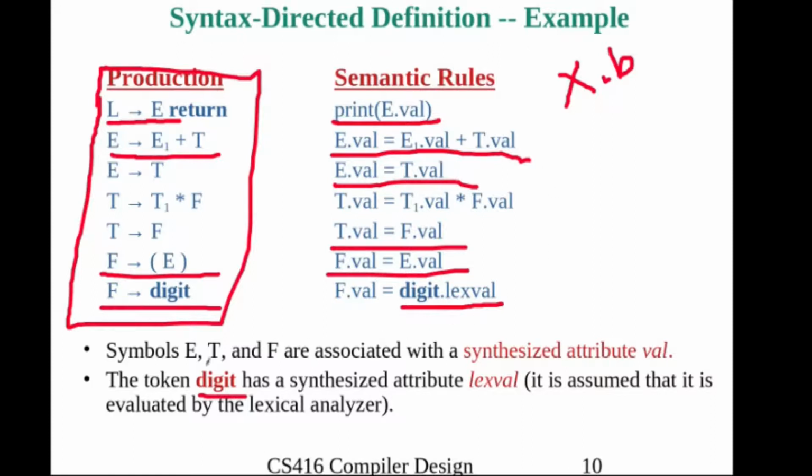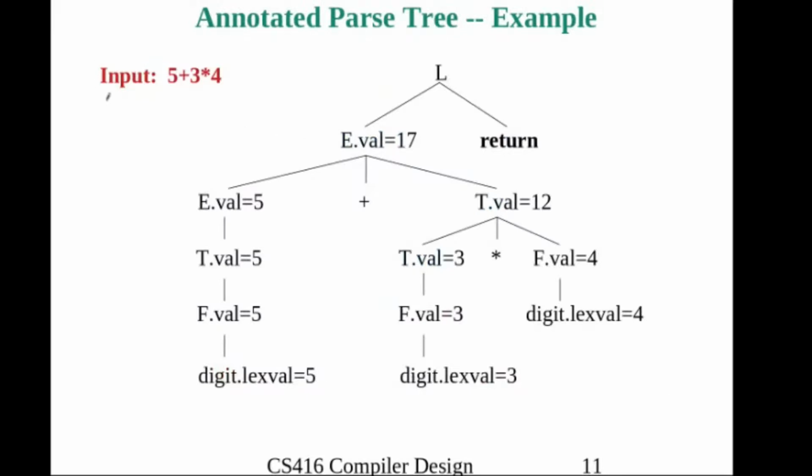Okay, so this is syntax directed definition. Let's look at one input: 5 plus 3 star 4. That is the input. Then this is our parse tree, and this parse tree consists of root L, where the inner nodes are all non-terminals and the external nodes are all terminal symbols. You can see here digit plus digit star digit.